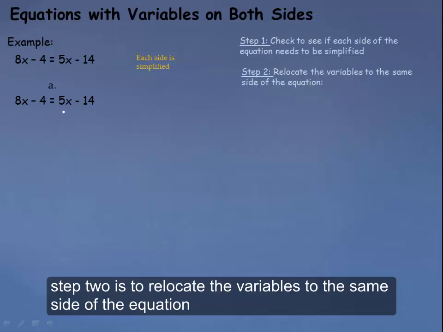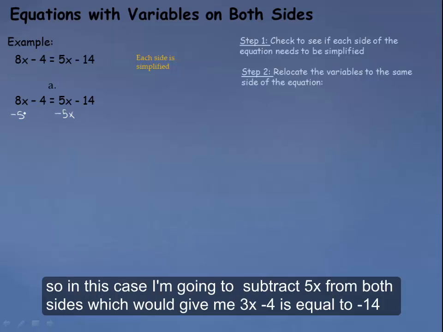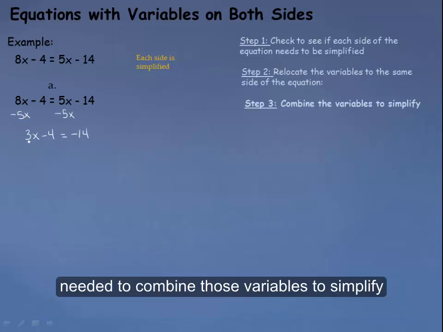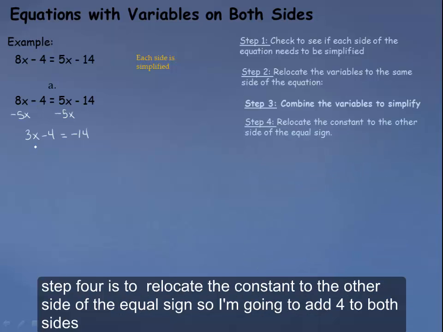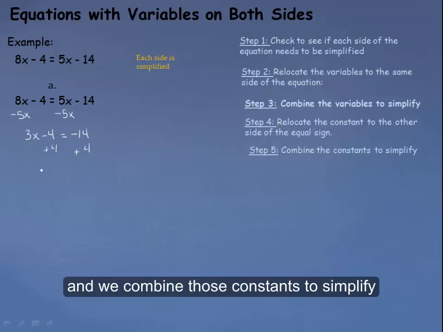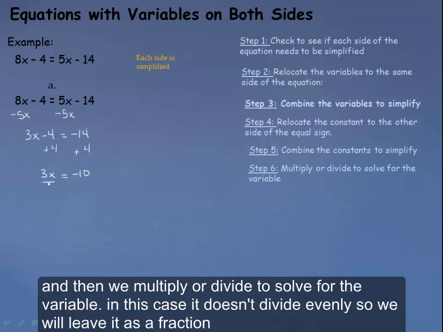Step 2 is to relocate the variables to the same side of the equation. So in this case, I'm going to subtract 5x from both sides, which will give me 3x minus 4 is equal to negative 14. Then we combine those variables to simplify. Step 4 is to relocate the constant to the other side of the equal sign. So I'm going to add 4 to both sides. And then we combine those constants to simplify. And then we multiply or divide to solve for the variable. In this case, it doesn't divide evenly, so we will leave it as a fraction.